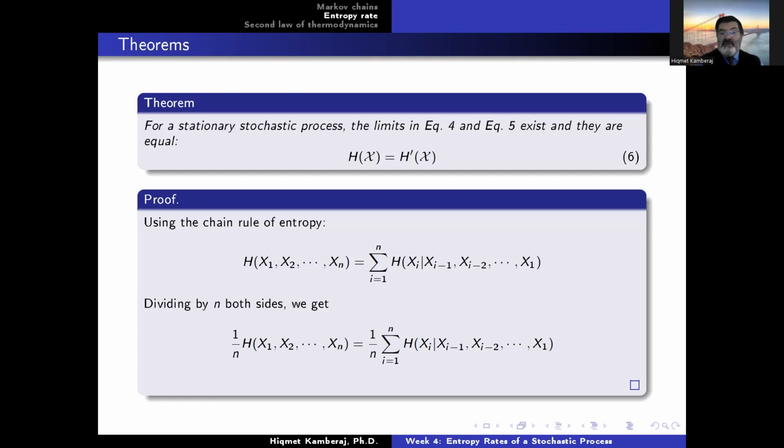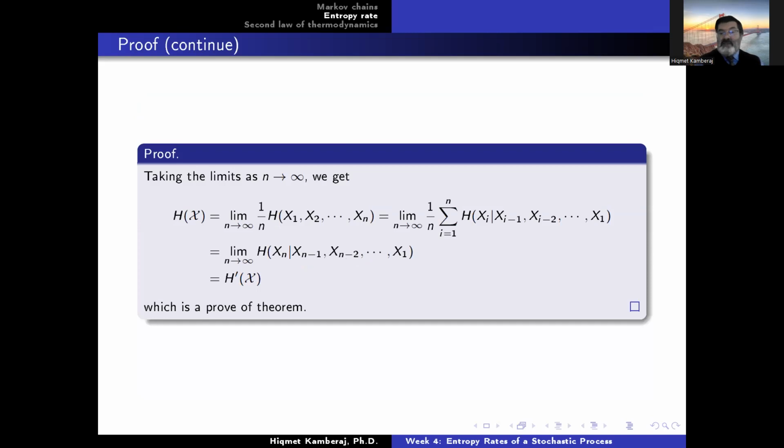How to prove this one? Using the chain rule of the entropy. The joint entropy H(X1, X2, ..., Xn) is equal to the sum over i from 1 to n of the conditional entropy of Xi given Xi-1, Xi-2, ..., X1, right? Dividing both sides of this equation by n, we get 1 over n times the joint entropy equal to 1 over n times the sum over i from 1 to n of the conditional entropies. Then next take the limit when n goes to infinity of both sides.